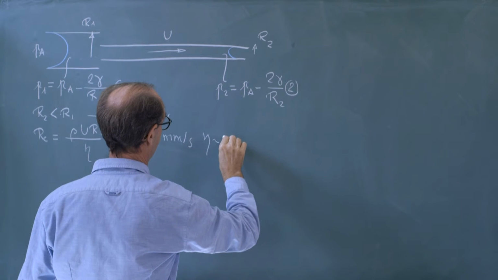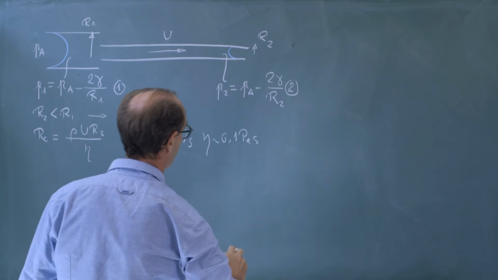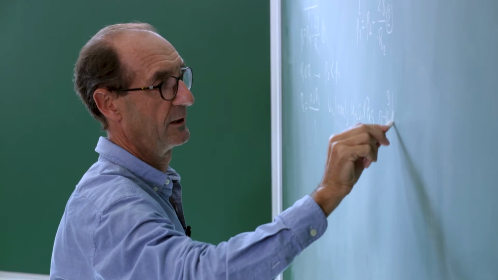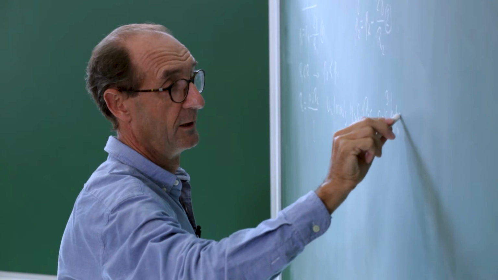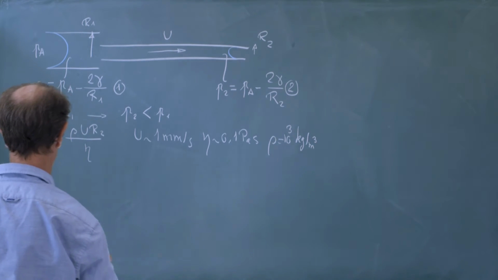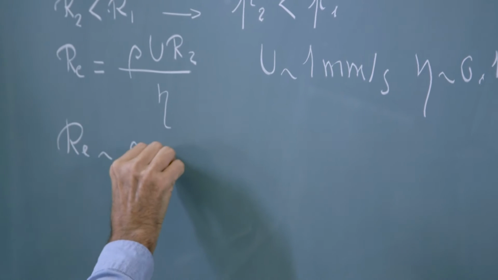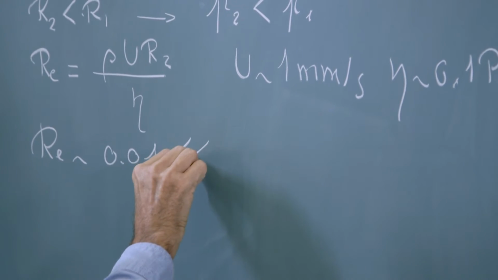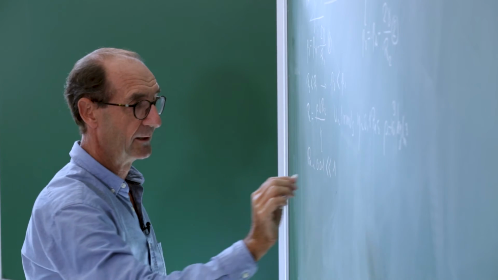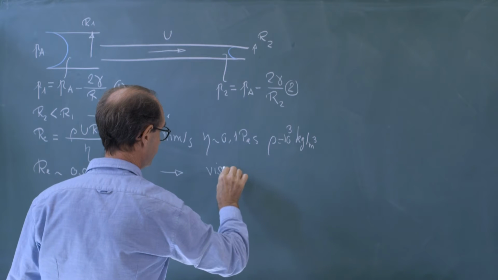The viscosity is 0.1 Pascal second. And the density is typically 10 to the 3 kilograms per meter cube. And the radius of the smaller tube is typically 1 millimeter. As a consequence, the Reynolds number is typically 0.01, which is much smaller than 1. And because this is much smaller than 1, the flow is dominated by viscosity. So we have a viscous flow.